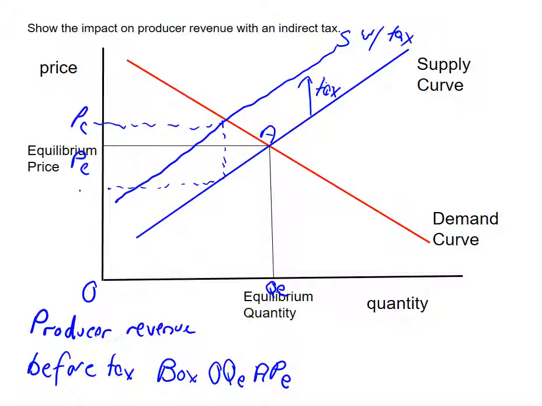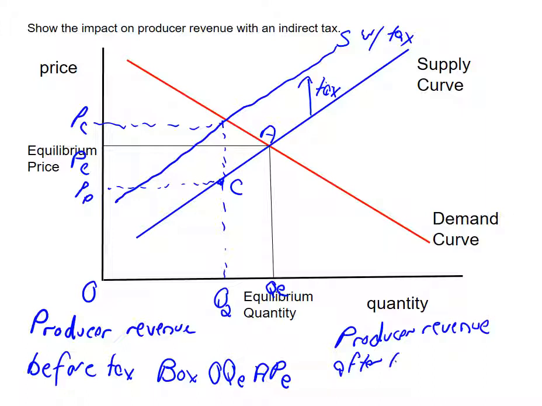Price consumers pay, price producers receive. This becomes Q2, and I'll call this point C. So producer revenue after tax is this much smaller box, O, Q2, C, PP. So it's decreased to this box that I've just outlined right now.